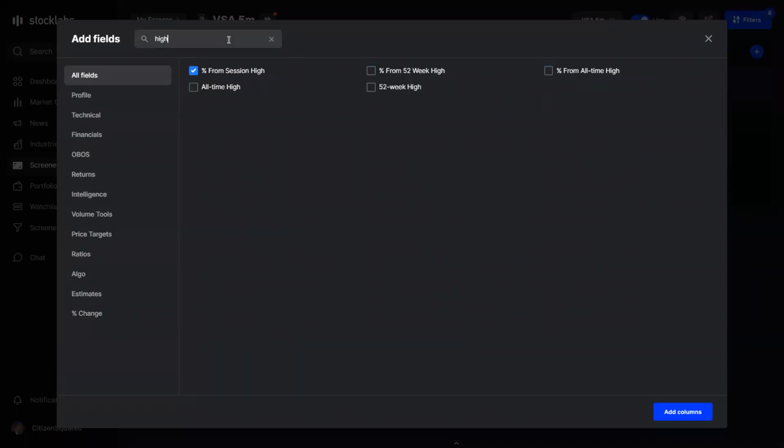So right now we have percent from session high. Now you can do percent from 52-week high. This would be if you were doing things on a little bit longer term than just a day, then you might want to know how far something is from 52-week highs. Or if you want to know how far it is from all-time highs, you can add that. But in this case, this one is the session high.